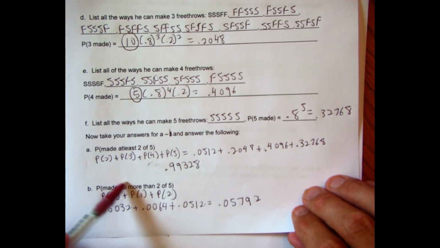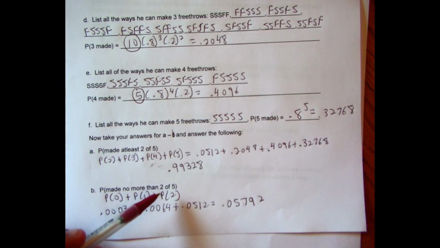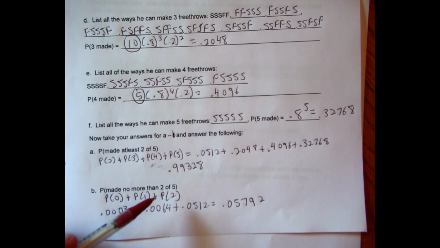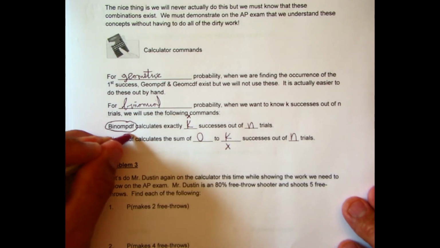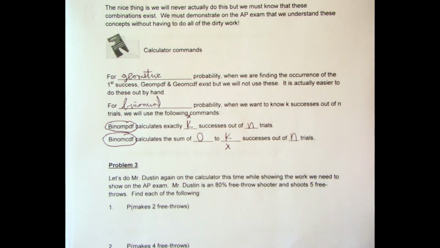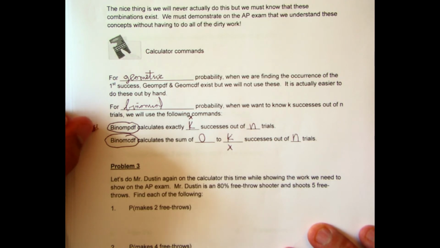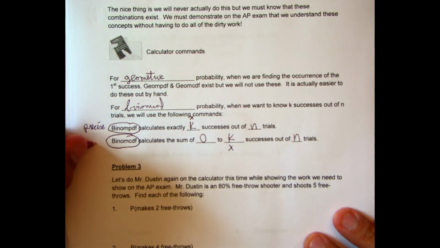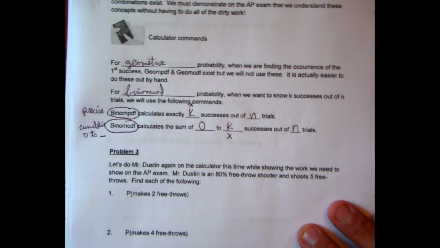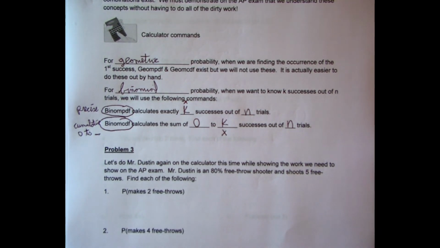Look at that. No more than 2 out of 5. Well, what does no more than mean? It means the sum of 0 to 2. That's what binomCDF does for us. It sums from 0 to wherever we tell it to sum to. So that makes life a whole lot easier, though we do have to show the work, and I'll show you what we have to put down on the paper in a few minutes. So you have to know how to use these two. BinomPDF, I always use the word P, precise. Precisely x out of n or k out of n. C is cumulative, and cumulative starts with 0 to whatever. That's how we're going to use our calculator going forward.